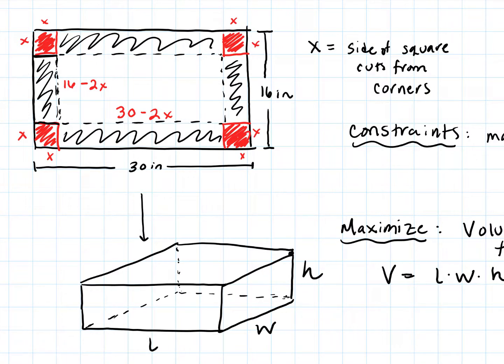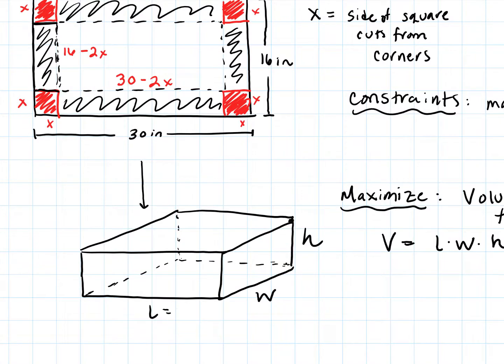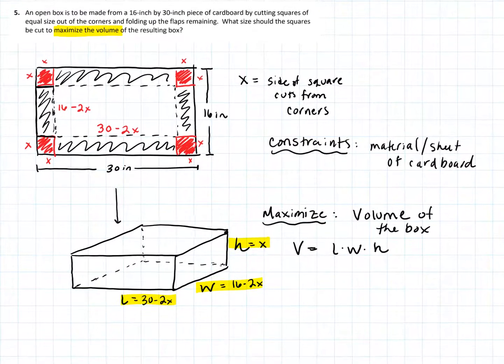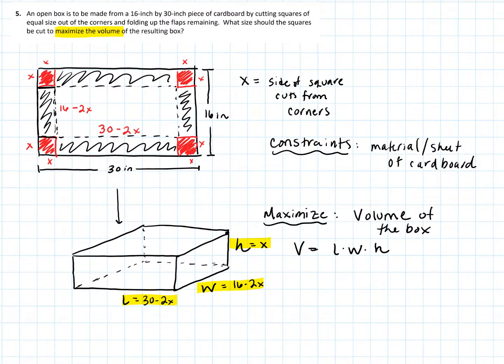I'm going to switch to black. Our length of our box is going to be 30 minus 2x. Our width of our box is going to be 16 minus 2x, and the height of the box is going to be x. Okay? So that's the length, the width, and the height, all in terms of x, the squares that I'm going to cut away from the corners.